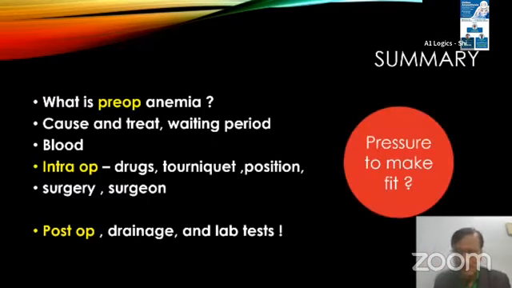There may be some pressure to make patients fit. Yes, what is this? Give blood and take it up. You tell the surgeon, convince the surgeon. Yes, we can do the case after 3 weeks. It is only a vaginal hysterectomy. Don't bother about it.